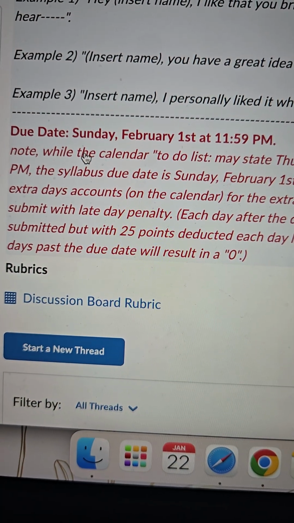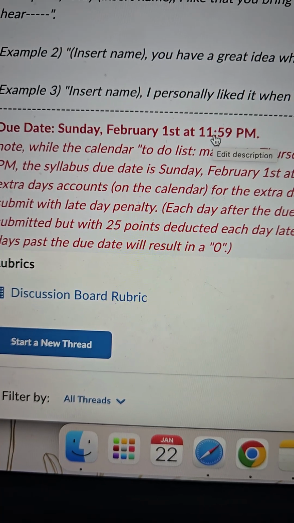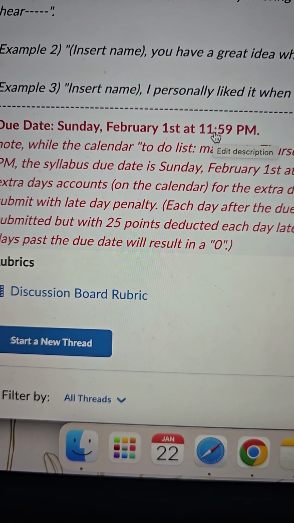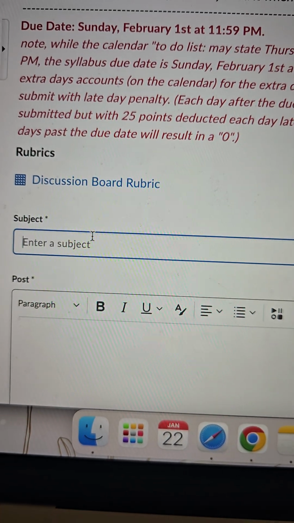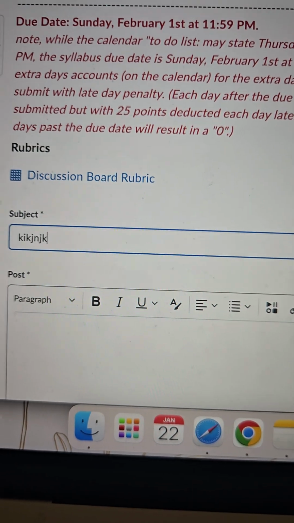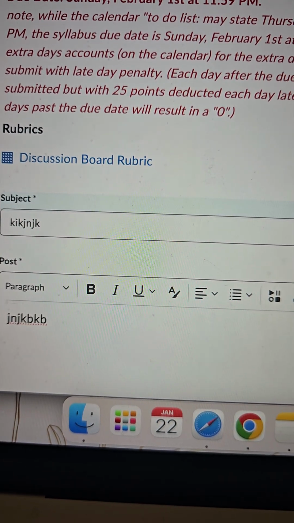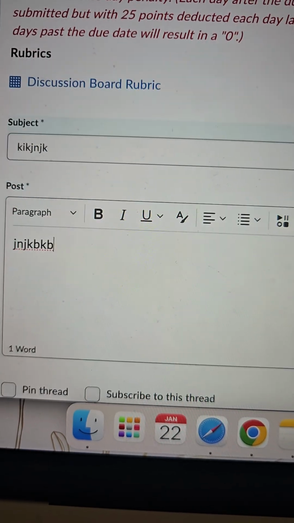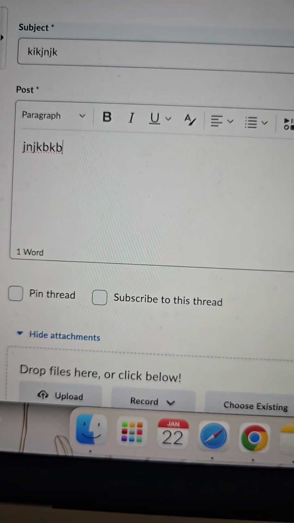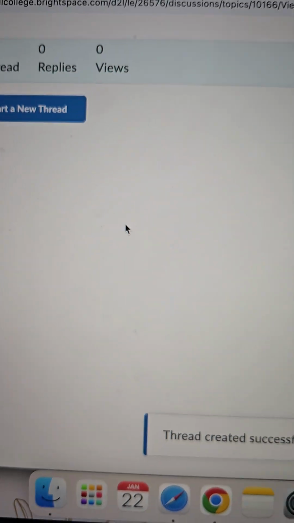And notice the due date: Sunday, February 1st at 11:59. Since our class usually opens up Monday morning at 8 o'clock, you get a whole week to work on this. I'm going to just start this thread, and you'll be seeing this in real time. Just test, test, test. With any discussion board, you can make any subject line, any title line, font color, or size however you would like, as long as I'm able to read it and it's legible, it's fine by me.